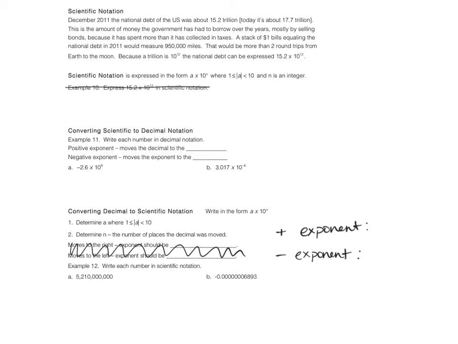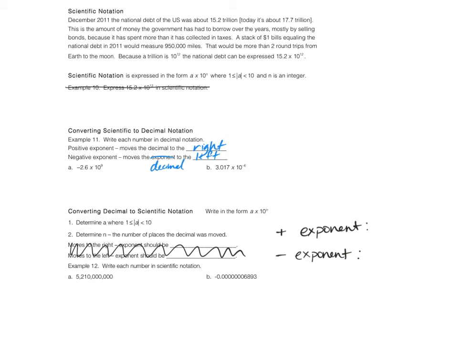So for example 11, to move a number from scientific notation to decimal notation, if there's a positive exponent, we're going to move our decimal to the right. And if we have a negative exponent, we're going to move our decimal to the left. And that should say decimal.